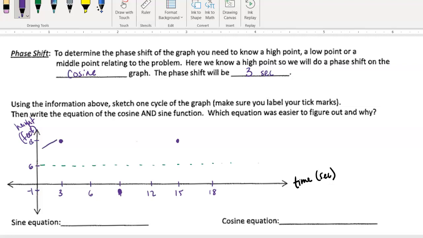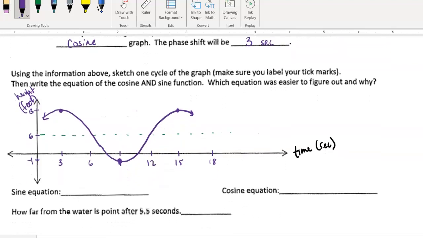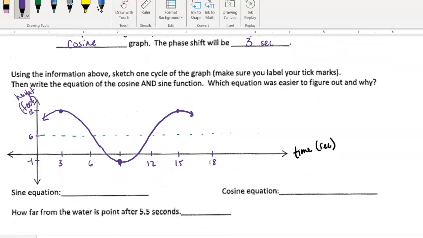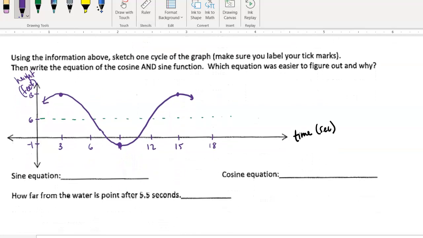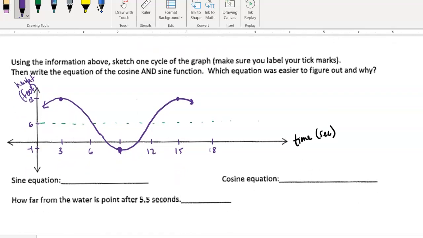So we have enough information now where we can sketch a graph of that line. So that's really all we need to be able to sketch a graph. So now we can come up with some equations. Now remember, we're basing this right now on the cosine function. So let's start there. Let's start with the cosine equation here.